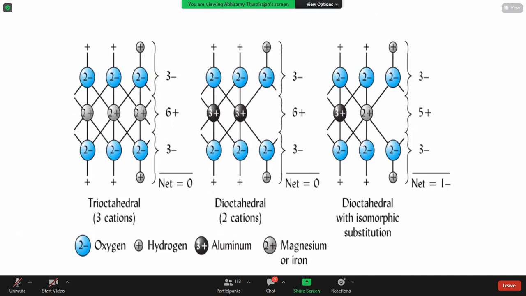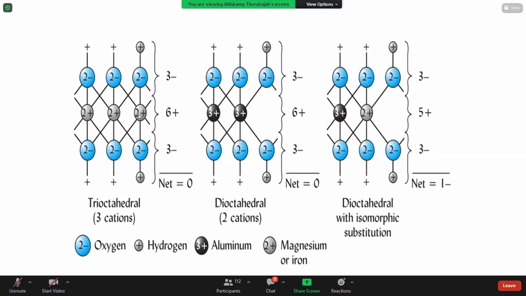So here, what is the difference between the trioctahedral and the dioctahedral? Any of you please, dioctahedral and then trioctahedral? The octahedral sheet having three magnesium ions, that we call a trioctahedral. Because when the octahedral sheet has two aluminum ions, that we call the dioctahedral. Right? Here you see the net charge is zero.